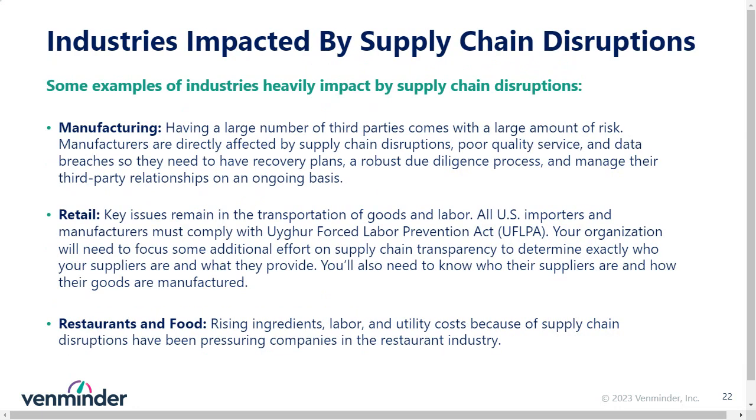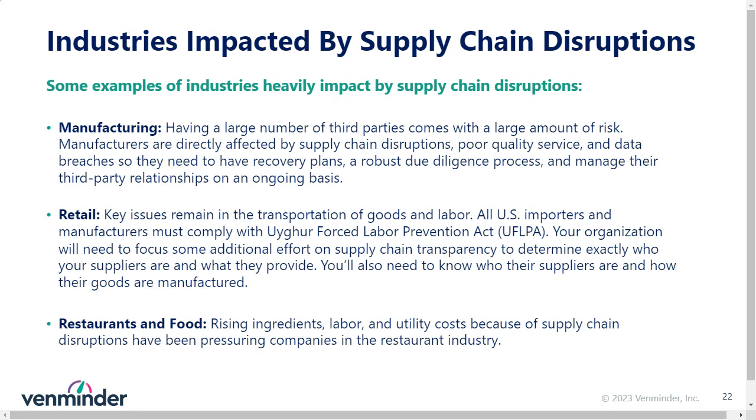All right, now it may be difficult to foresee the ripple effect that supply chain disruptions may have. Just a few years ago, and even currently, we're witnessing the impact of these disruptions. So here are some examples of industries that have been heavily impacted by these supply chain disruptions. We've got manufacturing, there's retail, and then there's restaurants and food. With manufacturing, just having a large number of third parties comes with a large amount of risk.